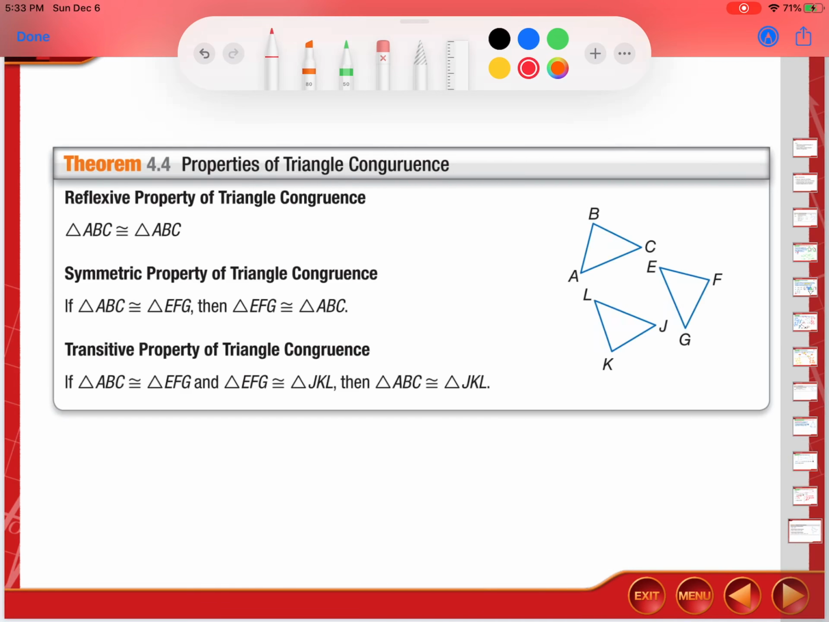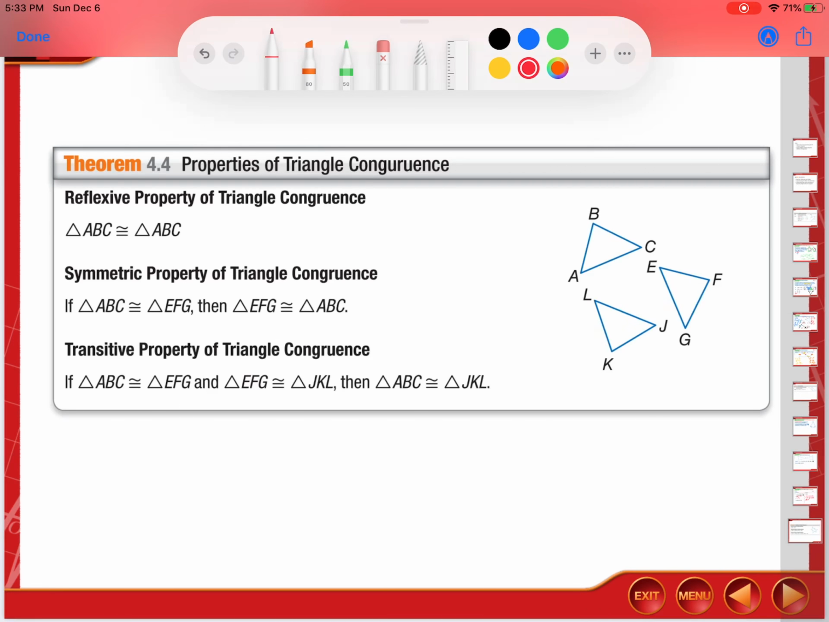All right, so our last page has some more properties for triangle congruence. These might sound familiar. The reflexive property of triangle congruence just says that a triangle is congruent to itself. Duh. The symmetric property of triangle congruence says if ABC is congruent to EFG, then EFG is congruent to ABC. So essentially, the symmetric property is still our flip-floppy one. If x equals 2, then 2 equals x. It's just flipping it around.